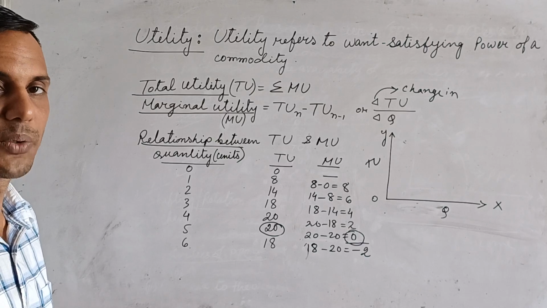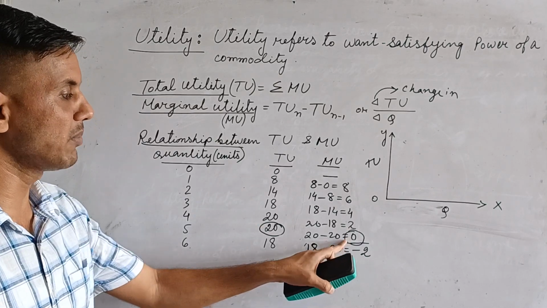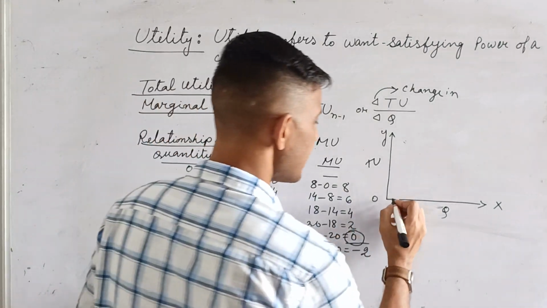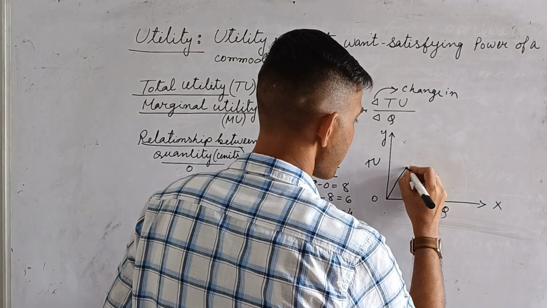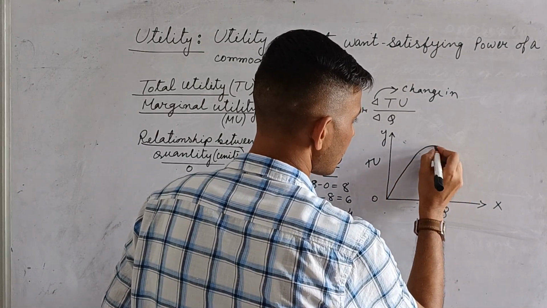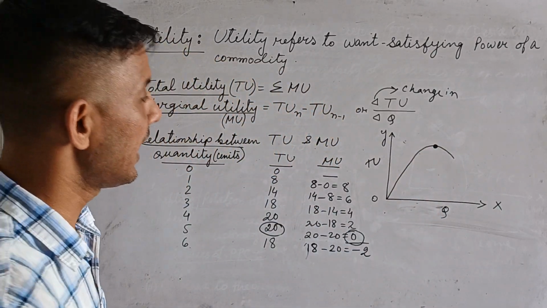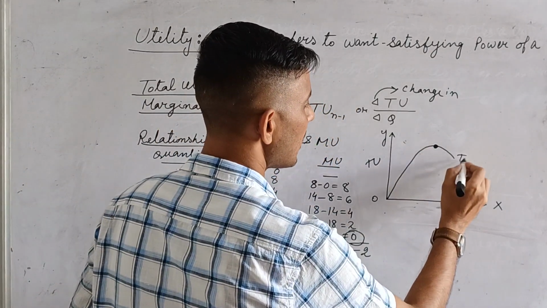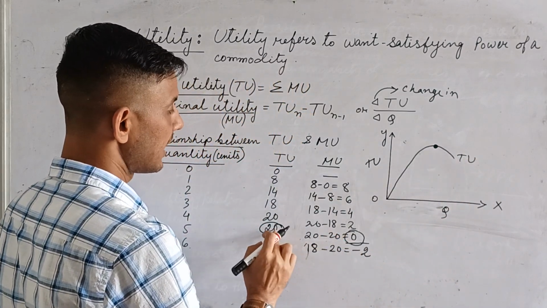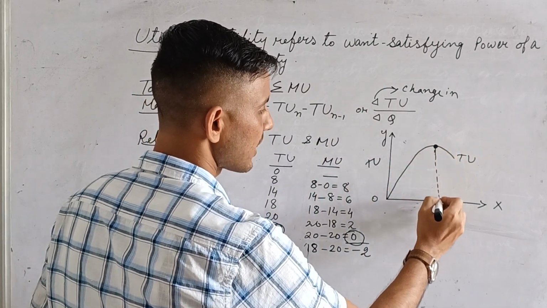It means total utility increases, and after a specific point, when MU is 0, then after it, it starts to fall. I will show you here. See, this point is the maximum point, and after that TU starts to fall. And when MU is 0, then TU is maximum, so you do like this one.